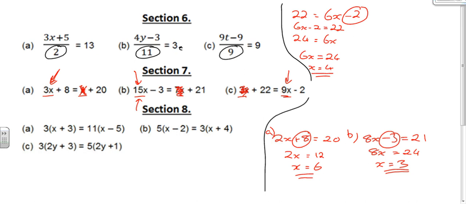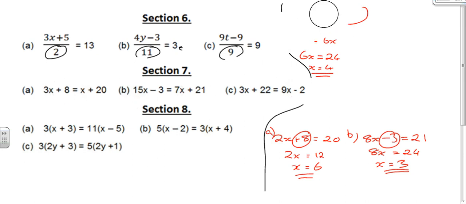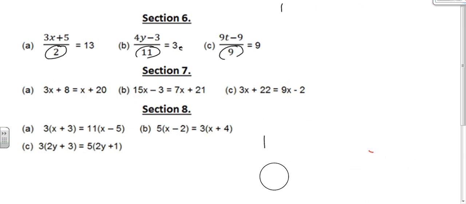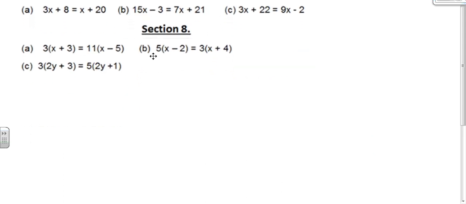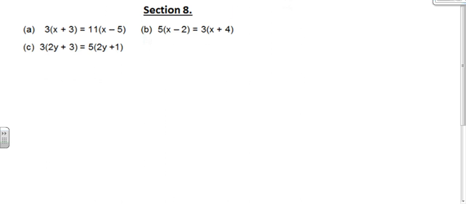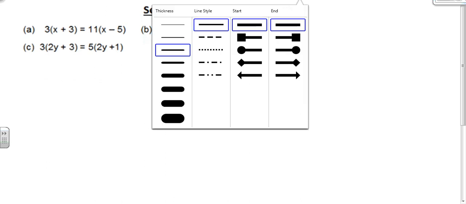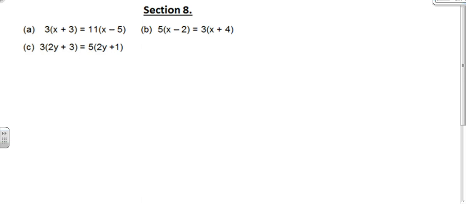And then finally, we've got section 8. So if we get rid of everything now, and give us some more room just to do section 8. And so if we move this up, so we only have section 8 in there, it gives us a little bit more room. Okay, so step 1, what we need to do is we need to expand the brackets.